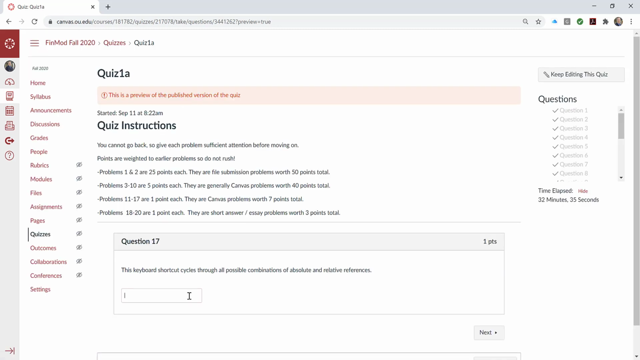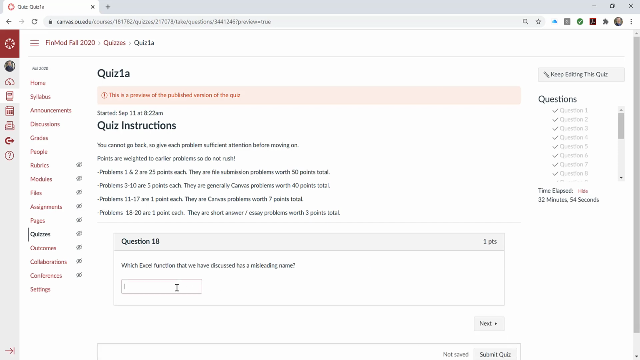The keyboard shortcut to change our absolute references is F4. Same comment, it works on a Mac, but only if you have your function keys set correctly or if you're typing the right combination of keys to get the F4 key to actually work. If you need help with that, let me know.